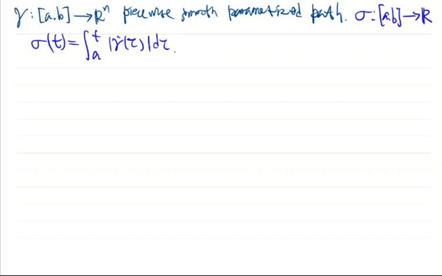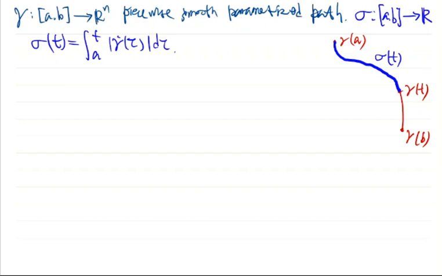Okay. So what's this? Now this is our curve. This is gamma a. This is gamma b. Then this is gamma t. From the formula for arc length, we know that sigma t is the length of this part of the curve. So this is the geometric meaning of this function.